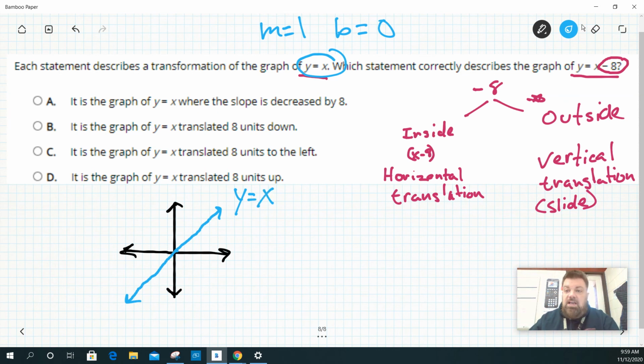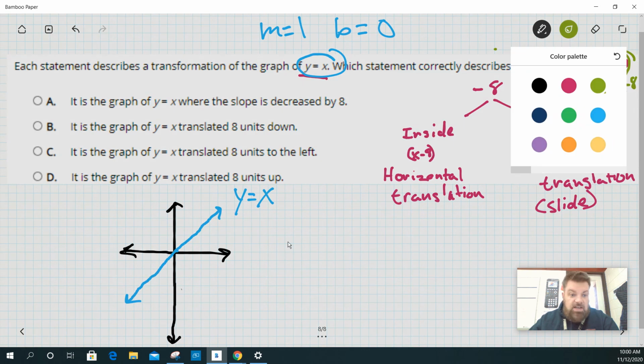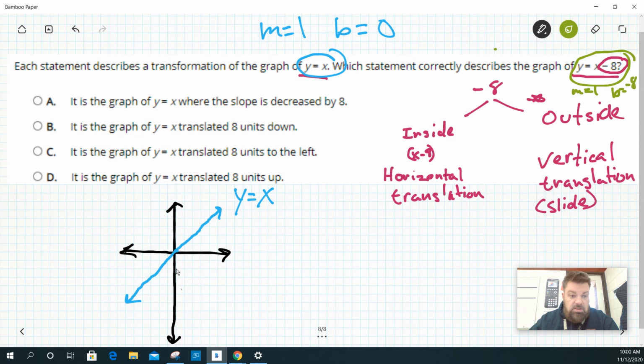Well, now when I look at y equals x minus 8, this is going to be a slope of 1, and this is going to be a y-intercept of negative 8. So I'm going to come way down here. I'm going to have to adjust this a little bit. I'm going to have to come 8 units down and draw the same line. So the slope is the same, but now my y-intercept is negative 8. So it's going to be 1, 2, 3, 4, 5, 6, 7, 8.